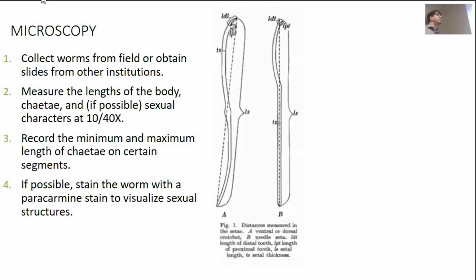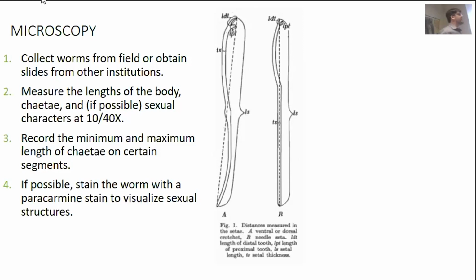So for the microscopy work, what I did was I collected worms from the field or obtained slides from other institutions. The slides weren't always well kept, which made morphological distinction really difficult because pieces would be breaking off, and you were never sure if you were accurate or not with looking at those. So live individuals were always nice.